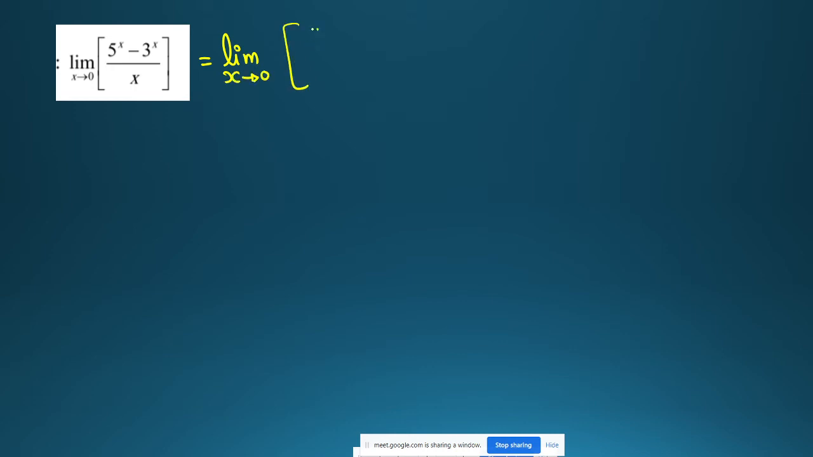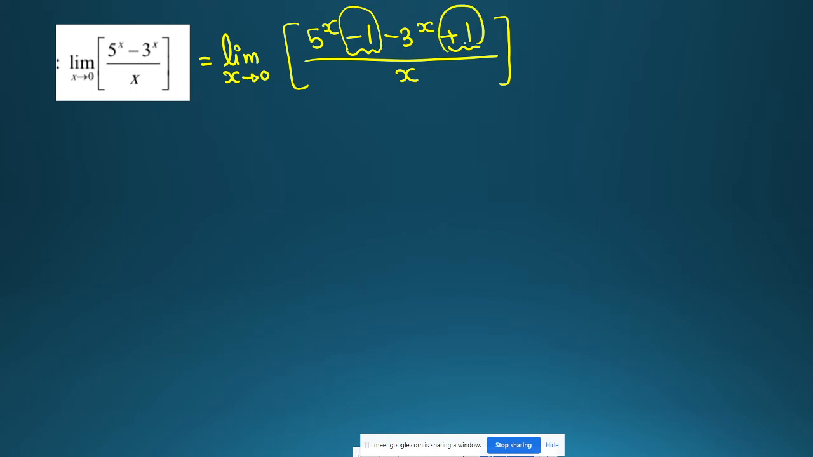So what I do, I know I want 5 raised to x minus 1. I know something like this formula is there, but I don't see the -1 here. The -1 was not there, I wrote it myself. So I'll balance it. I write -1, I'll do +1 as well, and the whole thing is divided by x. Right? Everyone is okay with this? Understood from where this -1 and +1 came?